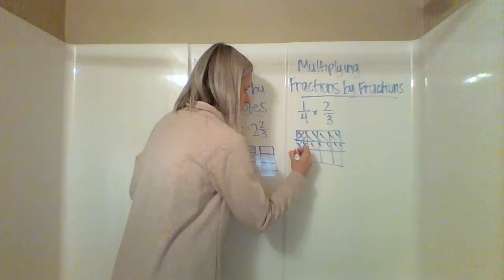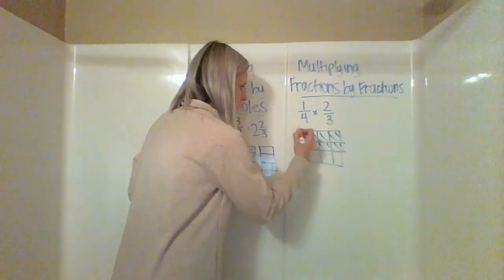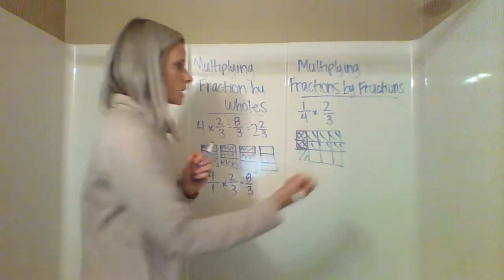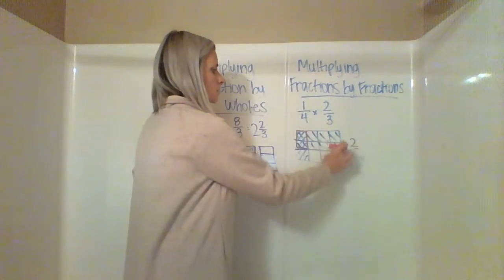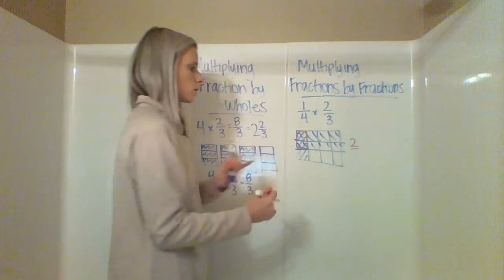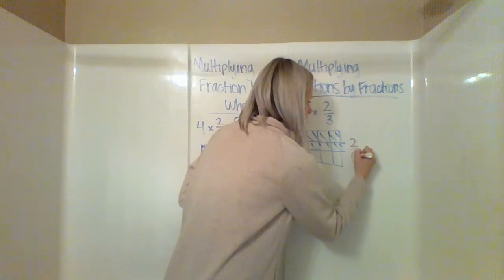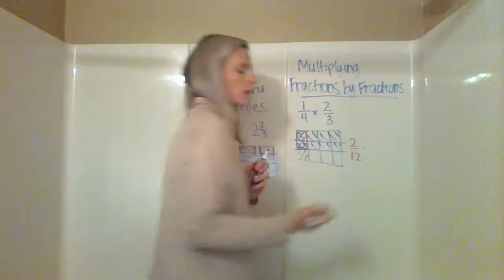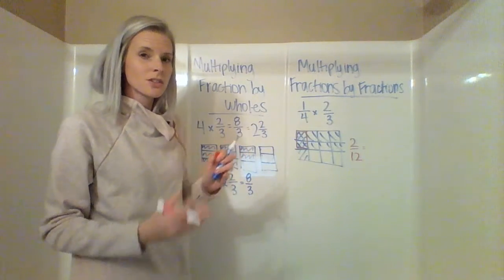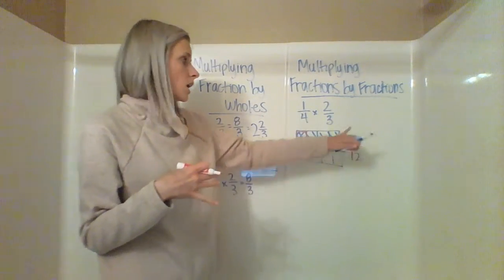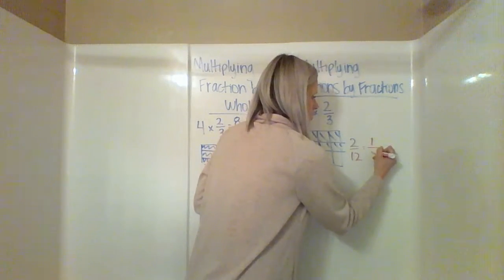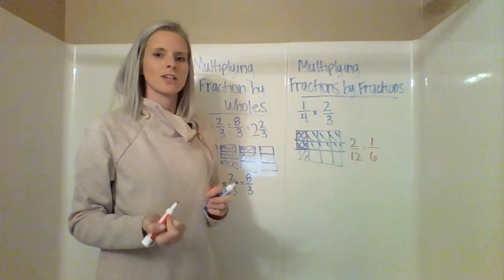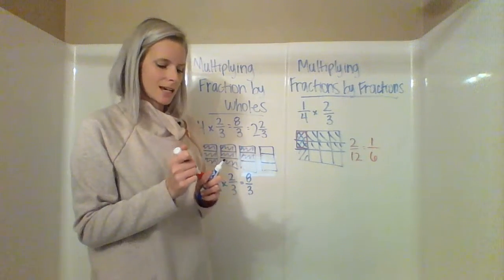So you can see right here that 2 of these boxes have both of the shading. So my numerator will be a 2. And my denominator is going to be the total number of boxes I have here, which is 12. We know that 2 and 12 are both even numbers, so I can simplify it. 2 divided by 2 would be 1, and 12 divided by 2 would be 6. So my simplified answer here would be 1/6.